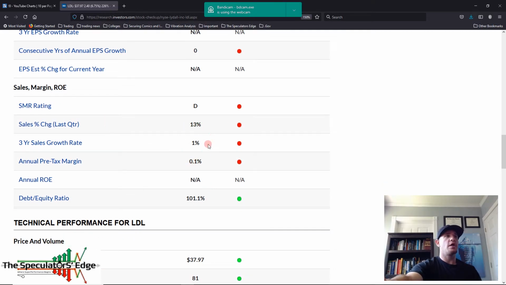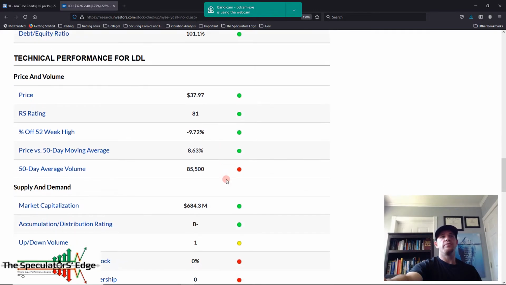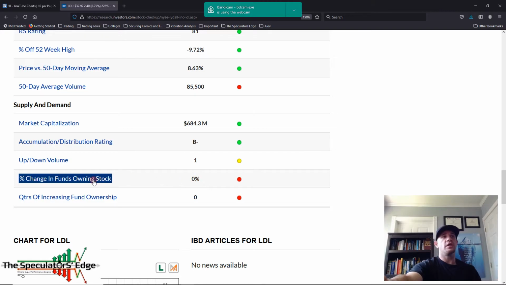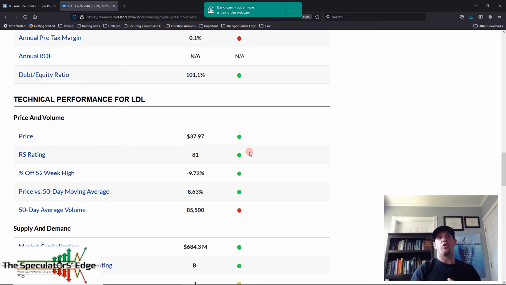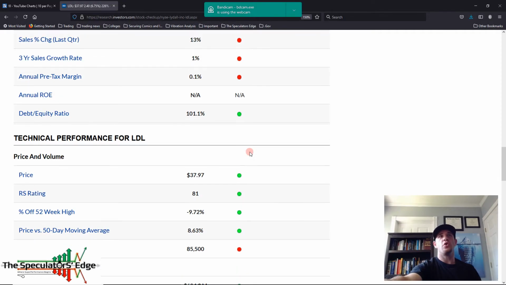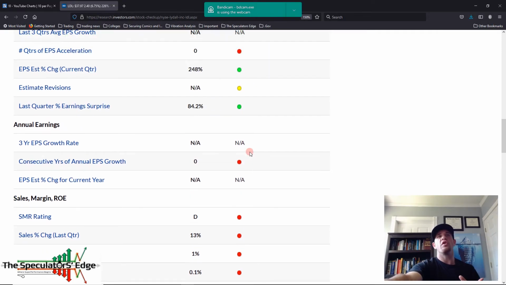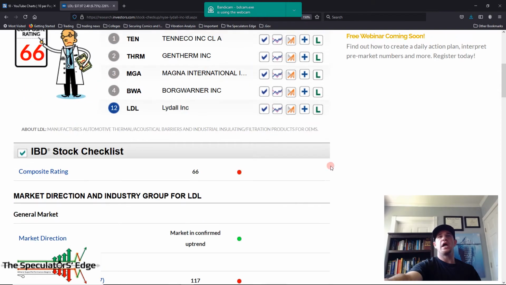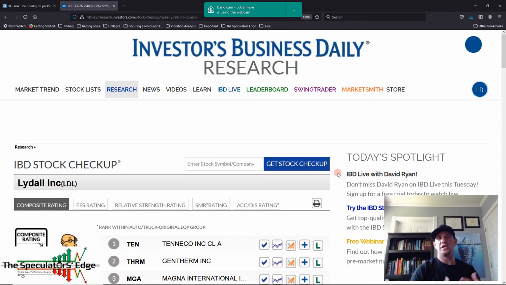Sales, not so great. Annual pre-tax margin, not so great. But not only that, there's not really any percent change in funds owning the stock or quarters of increasing fund ownership. The accumulation distribution rating is a B-, which is pretty good. But other than that, like I said, on a technical theme, this stock is excellent. It's showing great action, nice volume. That's what you want to follow. Volume is, besides price, everything, because volume is what's fueling the stock to move, okay? That's what you want to see. That's what you want to follow. That's where institutions are putting their money.